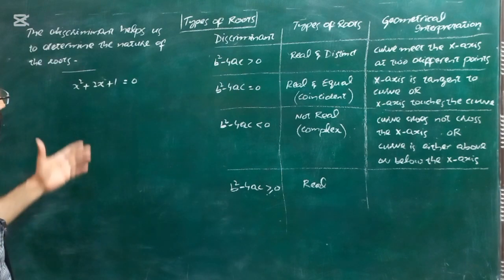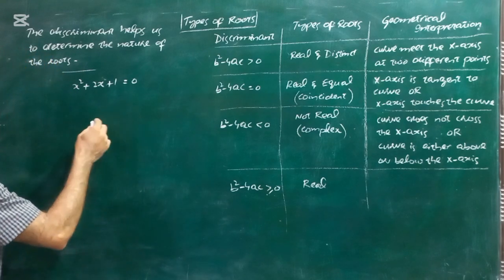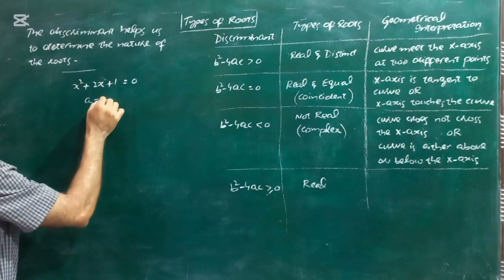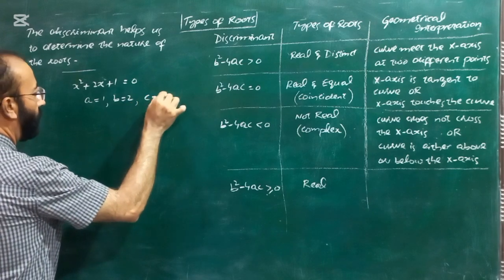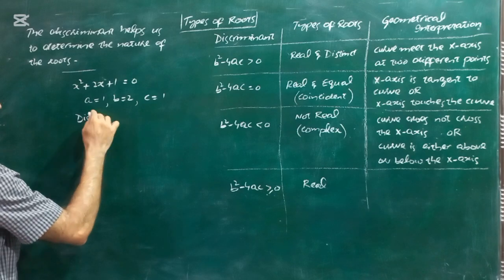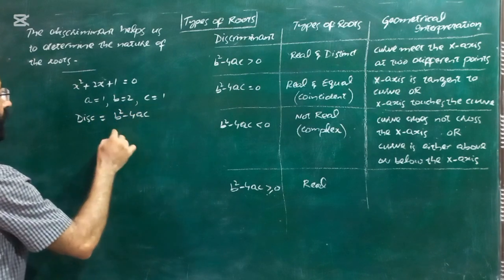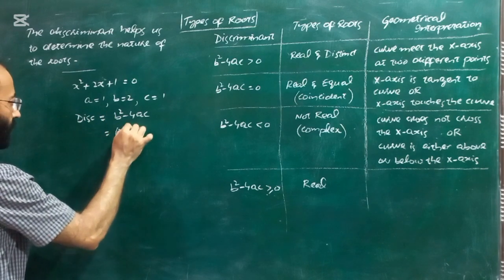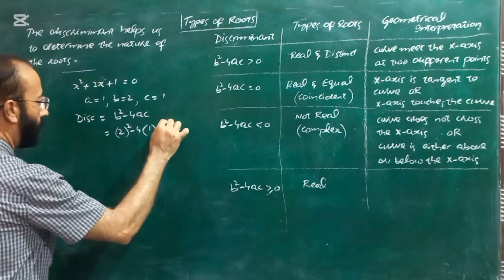Here is another question, and the requirement is the same. Find the nature of the roots. So this is again a quadratic equation. First we will find the values of a, b, c. a is 1, b is 2, and c is also 1. So now we are going to use the discriminant that will decide the nature of the roots. So the discriminant is b square minus 4ac. Now putting the values in, b is 2, so 2 square, minus 4 into a is 1, and c is also 1.